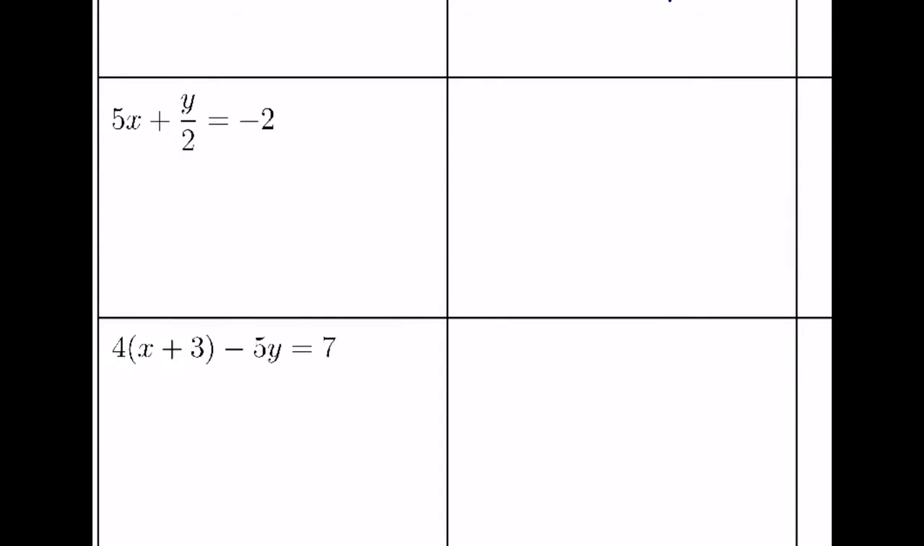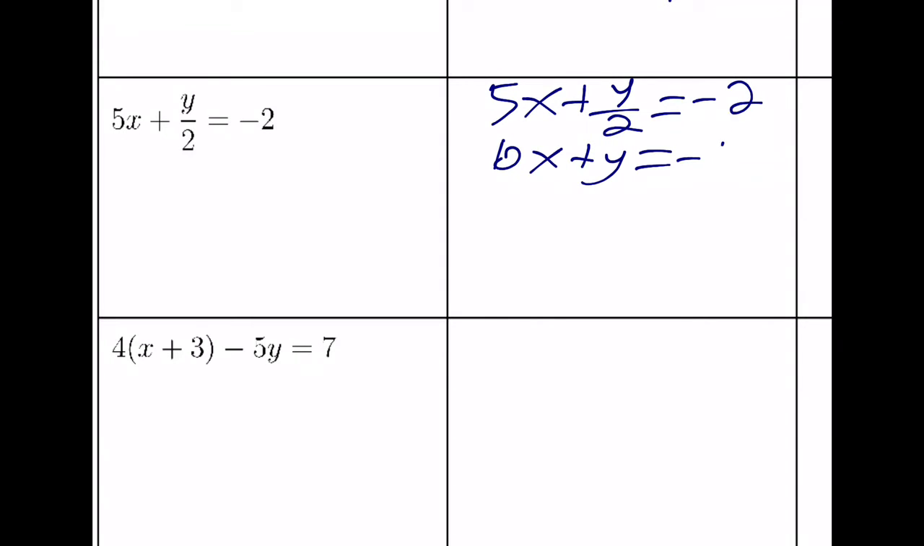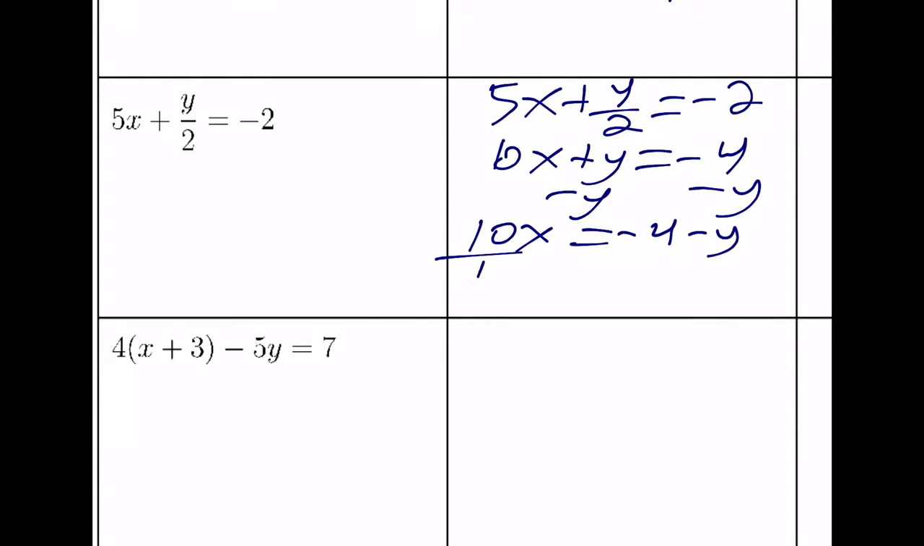Let's skip down one. If I have 5x plus y over 2 is equal to negative 2, the first thing I might do is multiply everything by 2 to cancel out the fraction. So 10x plus y is equal to negative 4. And then I can subtract y from both sides. And though my 4's and y's look very similar, they're not. Negative 4 minus y. And divide everything by 10. X is equal to negative 4/10 minus y over 10.